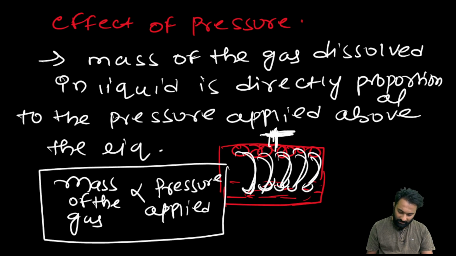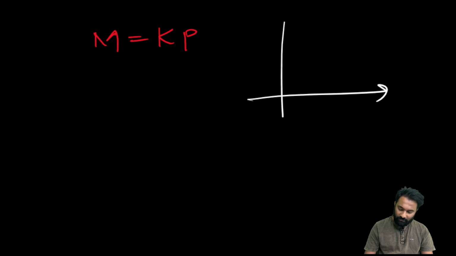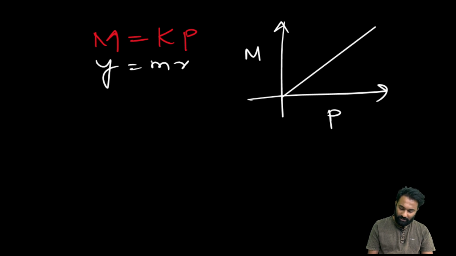Clear? Now by that we will get one beautiful relation. Removing the proportionality constant, we get a new constant, Kp. That is, m is equal to Kp. They will ask you the graph between m versus P. How will the graph look? You will get a straight line. This is y is equal to mx.